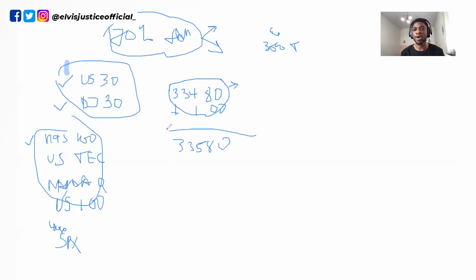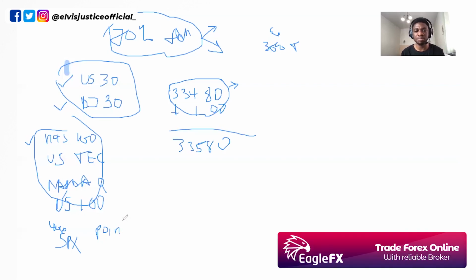US30 is a price weighted index. So price weighted indexes, we calculate them in points, right? Points, not pips. It's calculated in points, not pips.